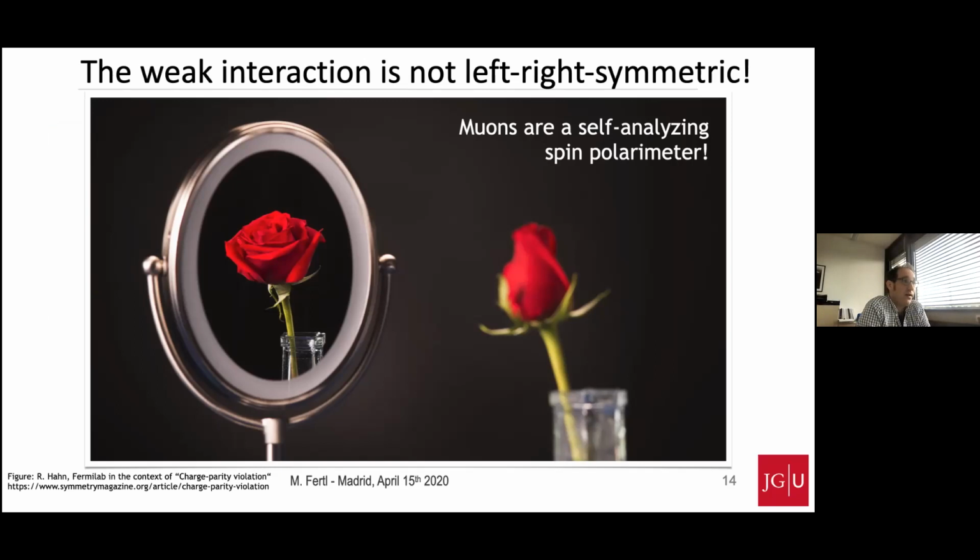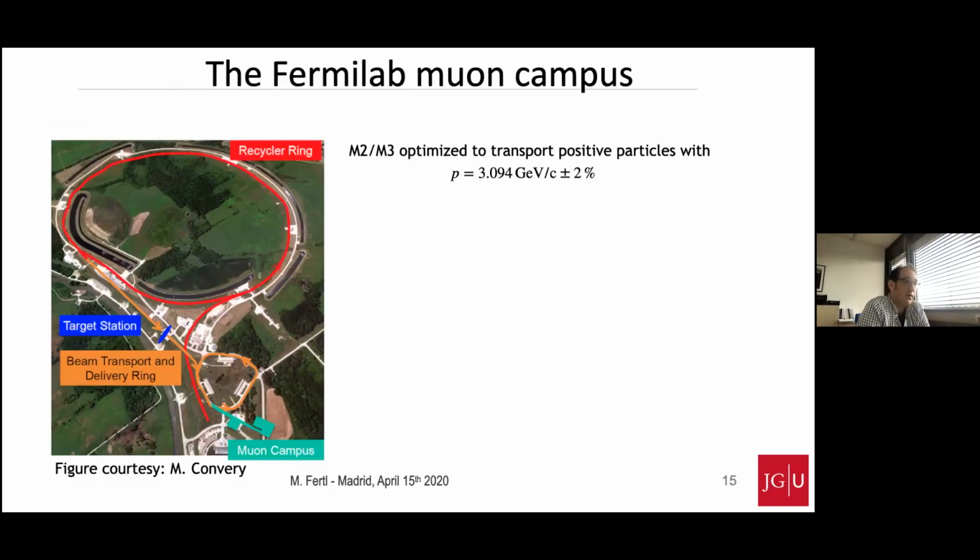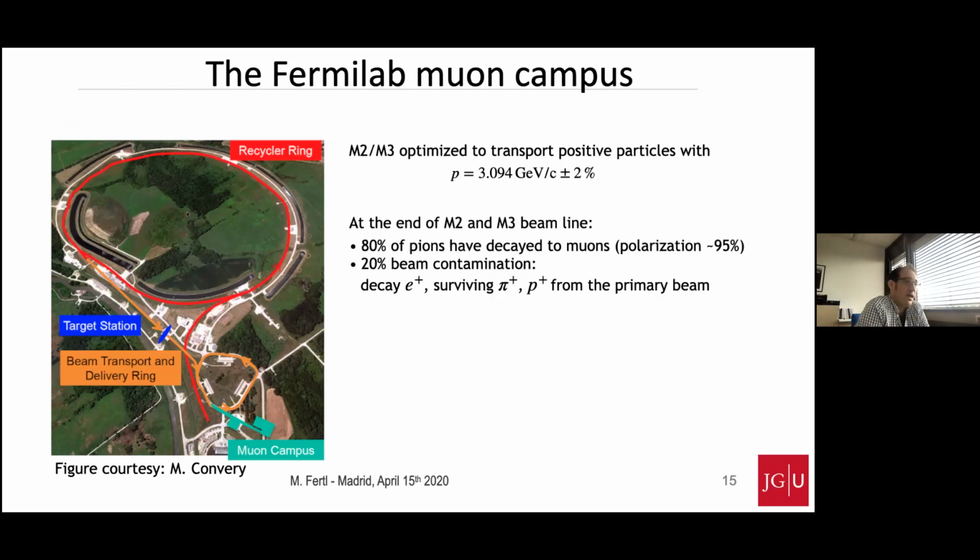So the particles that are created in the target are focused in this beamline and then transported at the magic momentum of roughly 3.094 GeV with a spread of 2%. But at the end of this beamline, only about 80% of the pions have decayed away and produced muons. The rest is roughly 20% beam contamination, which was a problem at the Brookhaven experiment. This contamination is already decay positrons from the muons, there are still surviving pions in the beam, and there are protons from the primary beam.